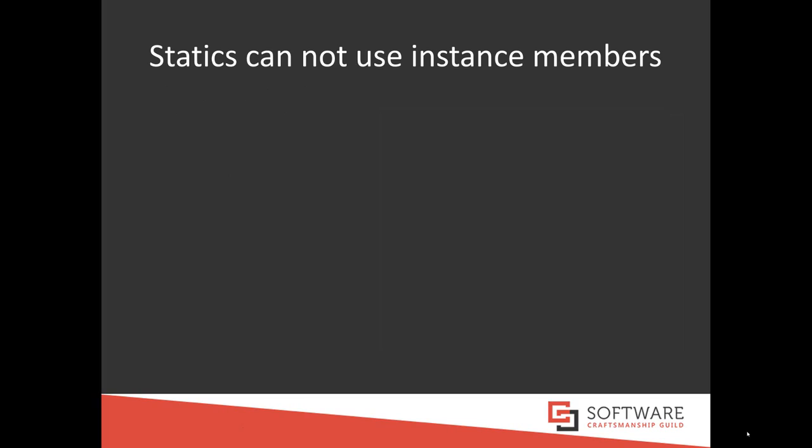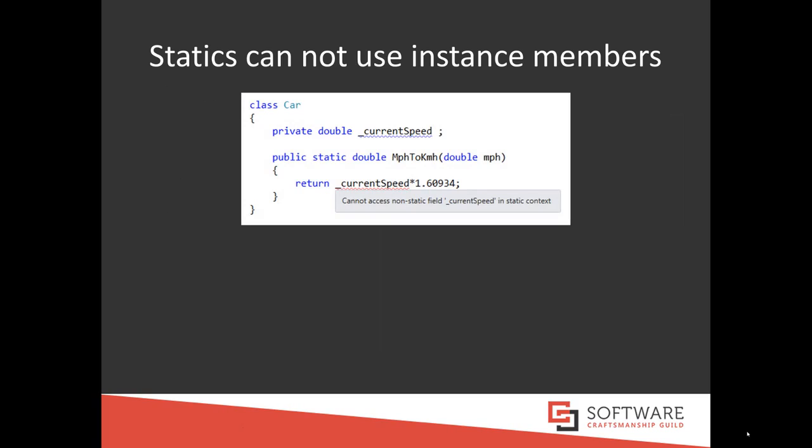Statics can't use instance members. So take a look at this code. Imagine we have a class called Car, and I put my MilesPerHourToKilometersPerHour static method inside that. The car has a private field called currentSpeed. I cannot use that field inside the static method. Think about it this way. Because the static belongs to the class Car and the field belongs to an object of Car, we could have hundreds of cars in memory, but there's only one method because it's static.